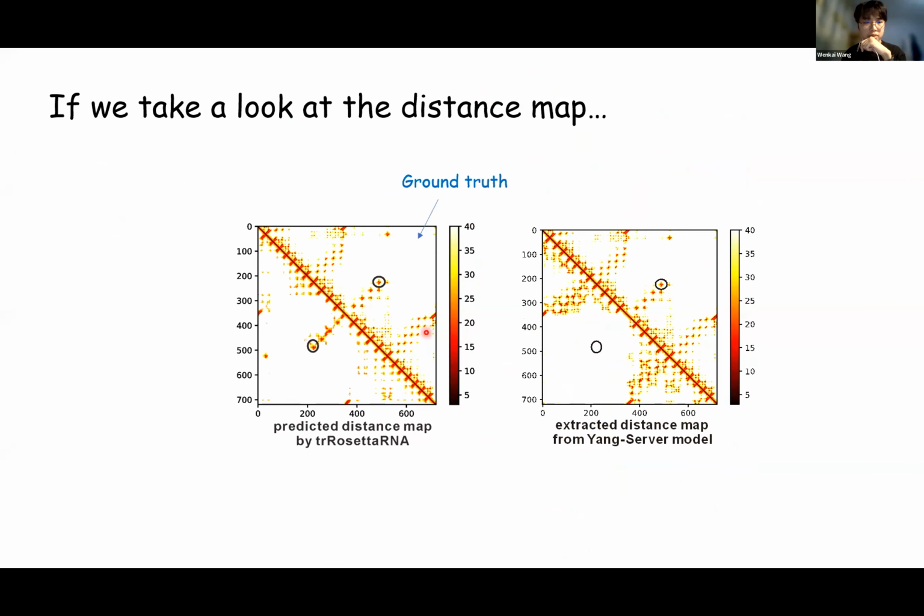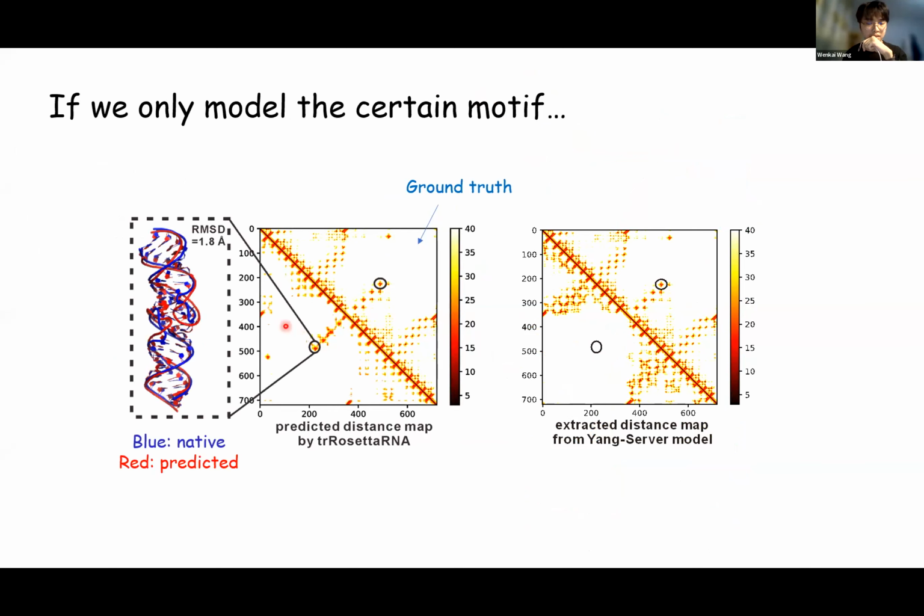Actually, if we look at the distance map predicted by trRosettaRNA, which is displayed here, we can see that our method successfully captured these long-range interactions in the predicted distance map. And it is easy to obtain an accurate tracing loop motif if we only use this part as the reference. However, this tracing loop was missed when modeling the global structure.